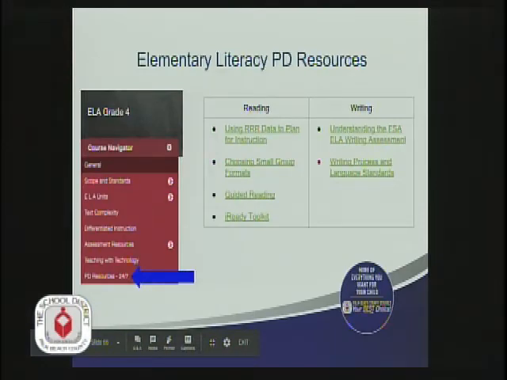PD, there are a ton of different videos on this particular PD page. What we did was we highlighted a few of them. Right now we're getting asked a ton of questions, as you saw today, about the writing test, not surprisingly, since that's coming up so fast and furious. So we have a video there just about understanding the FSA writing test so they can watch the quick video. And then also one about how you pick small groups, that's there.